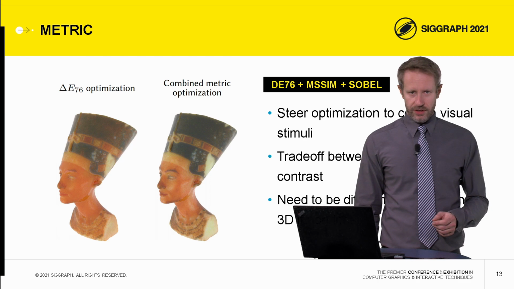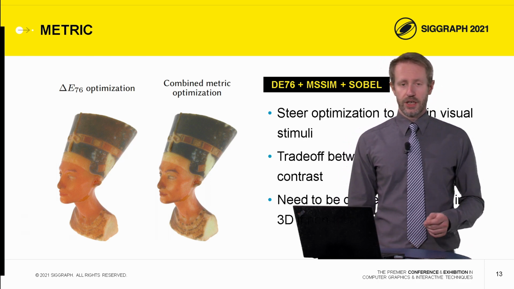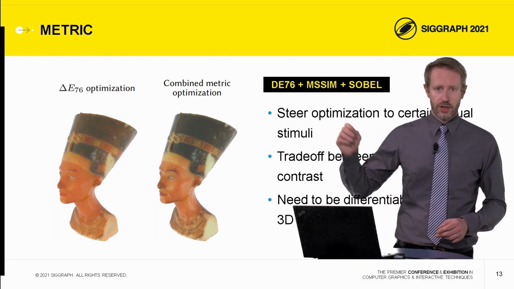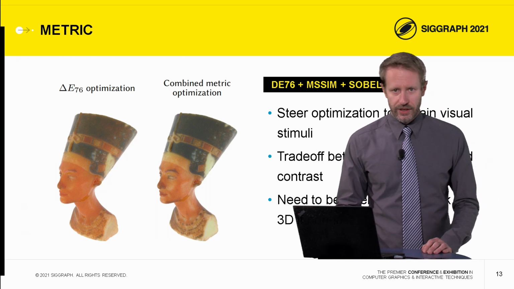The delta E76 function is a suitable error metric, and using it to drive the optimization results in a very good reproduction of the colors. But as you can see here, the result lacks in contrast and sharpness of high-frequency features.